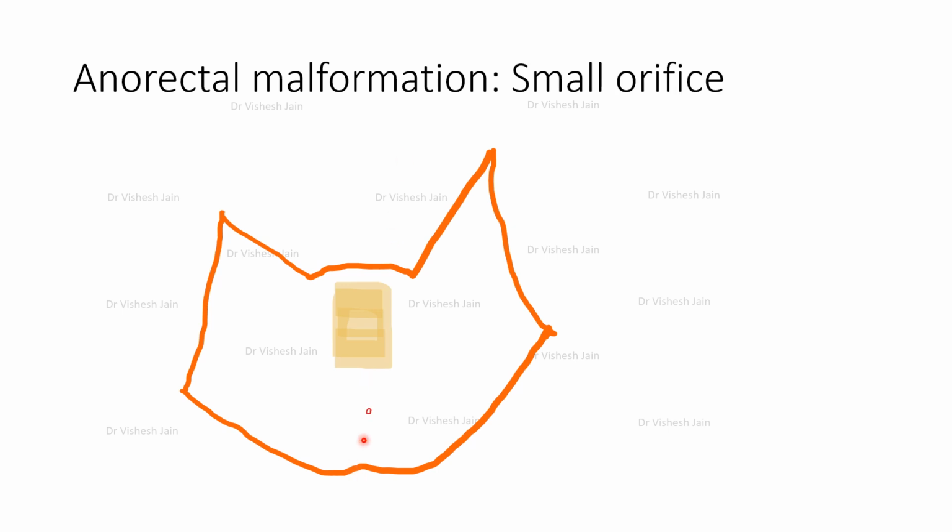In a few patients, even though the anus is at the normal site, it is very small in caliber, and again this is a variety of anorectal malformation. In a few cases, there is no anal opening seen in the perineum. That is, the anal opening is absent.